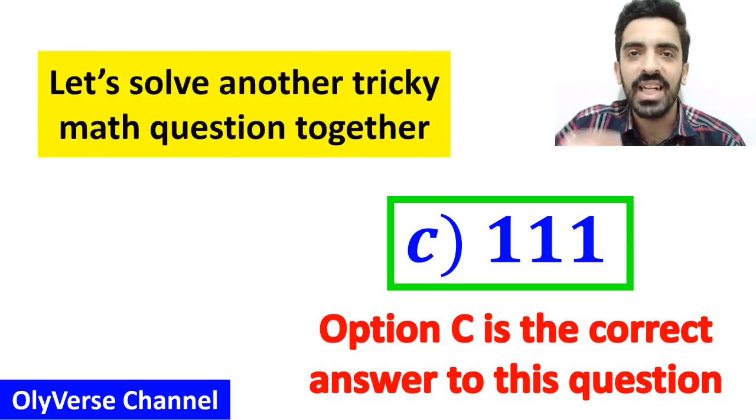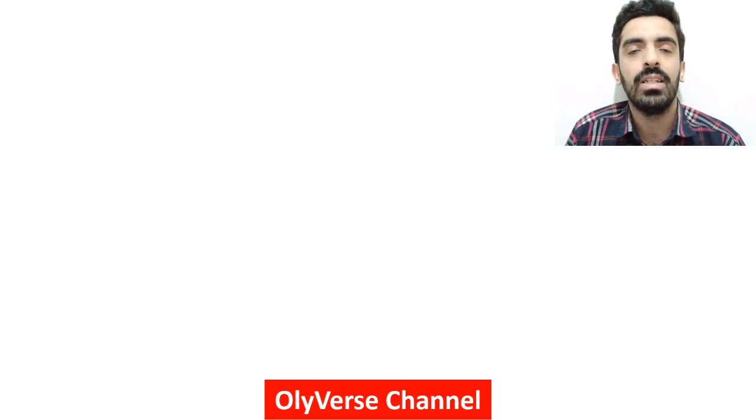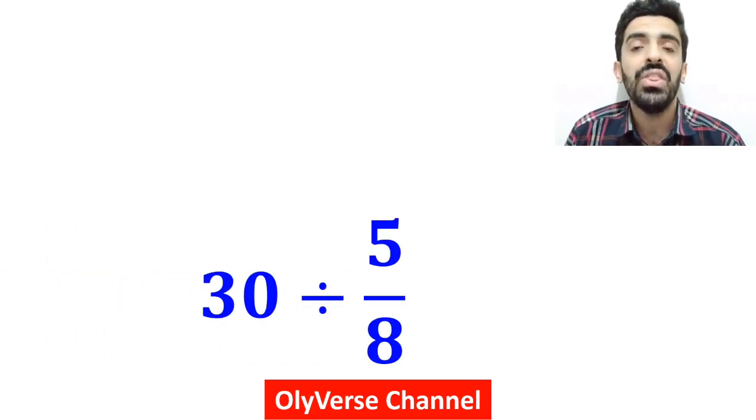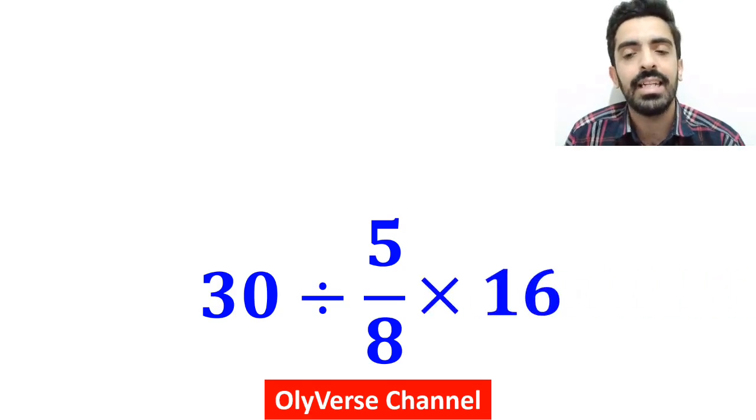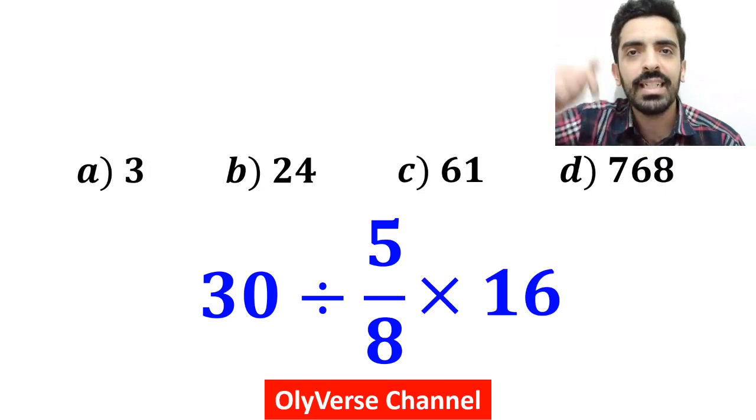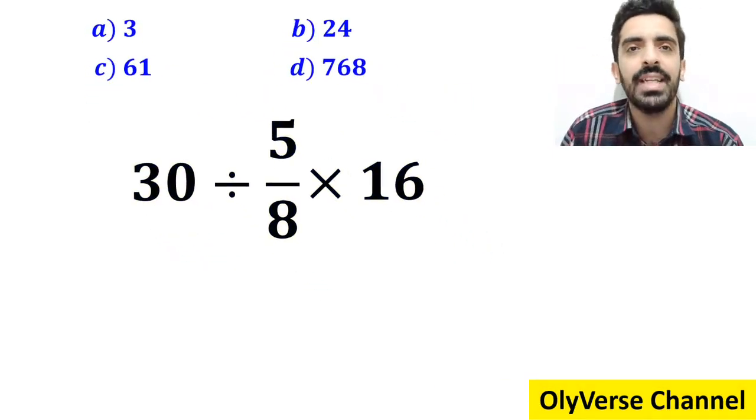Alright, now let's solve another tricky math question together. What is the value of the expression 30 divided by 5 over 8 multiplied by 16? Which option do you think is the correct answer to this question? Let's take a closer look and solve it together.